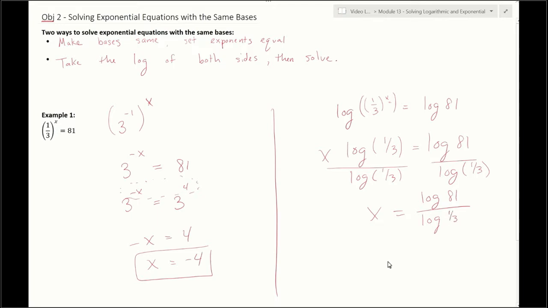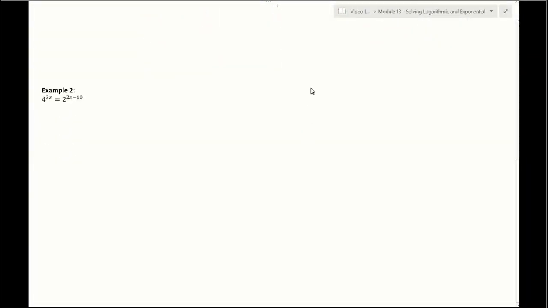And if you put this in your calculator, you'd actually get negative 4. It doesn't look like it, but that's what you would get. So we can see here both of these ways to solve exponential equations is going to give you the same thing. Using this log way, it looks a little bit more complicated. But we didn't have to know how to change 1/3 to an exponent. We didn't need to know how to change 81 to an exponent. So both ways have some good and some bad. So let's try our second example.